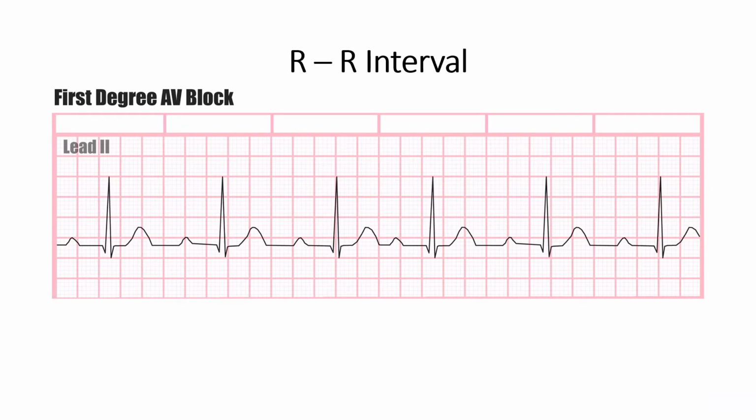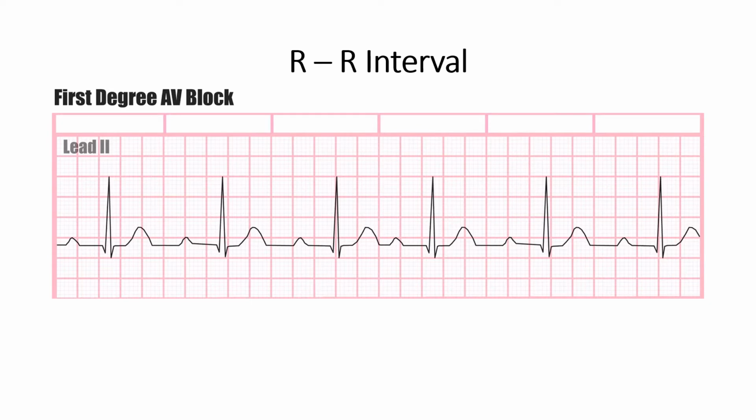Okay, so let's start by identifying the R to R interval. We will only use two features, the R to R interval and the PR interval. I want you to always start with the R to R interval when you're identifying your blocks, and you'll learn a little bit about why later. So just trust me here. So what do I mean when I say the R to R interval?